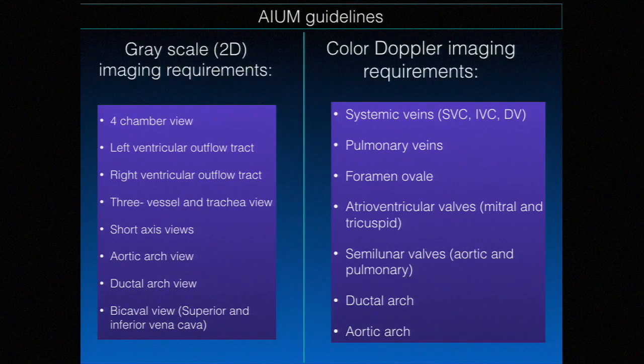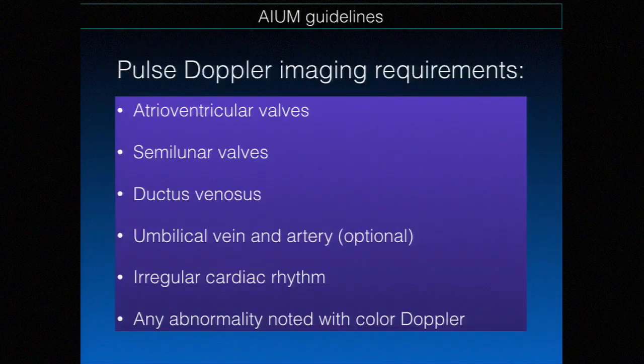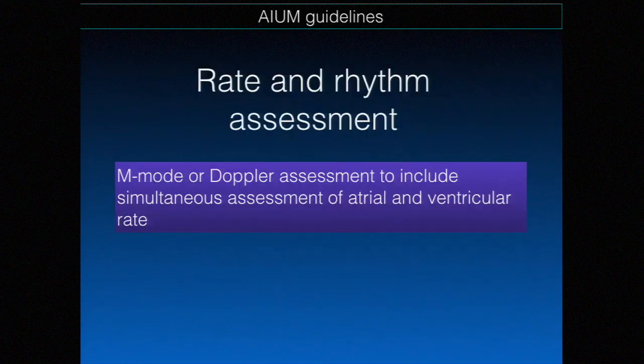And just quickly, I'm not going to go through all these, but I did list what the grayscale requirements are, as well as the color Doppler requirements of all the vessels and the valves. The pulse Doppler should be done on all the valves, as well as the ductus venosus. Of course, if you detect any irregular rhythm or any abnormalities noted with color, they should also be documented with Doppler. And your rate and rhythm needs to be done with M-mode or Doppler, obviously showing both the atrial and the ventricular rates.